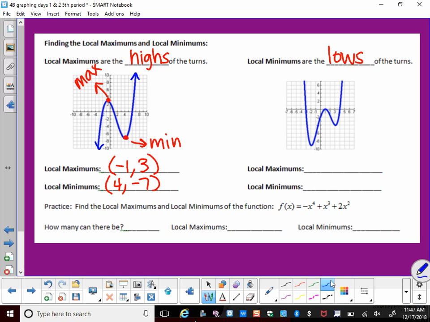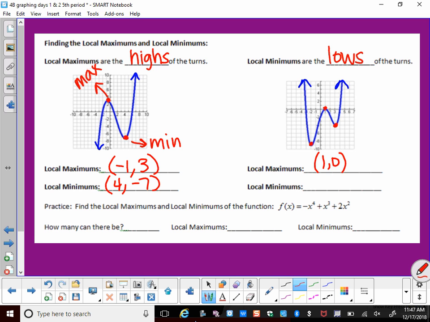Alright, on my second graph, here's a low point, high point, low point. My local maximum is where? What point is that? (1, 0). The local max is (1, 0).